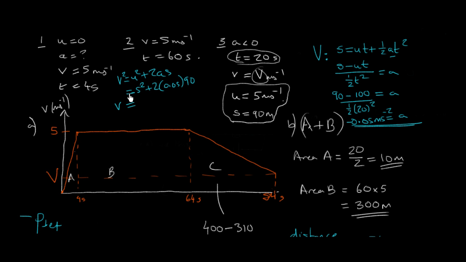So V squared is equal to 5 squared minus 2 times 0.05, that's the minus there, 2 times 0.05 times 90 is equal to 16. So 16 is V squared, therefore big V has to be 4 meters per second, so it goes down to 4. This is now 4. Now we have 4 and the acceleration 0.05 meters per second squared.